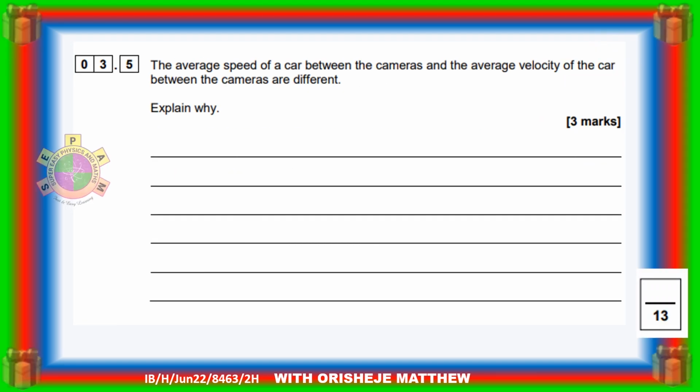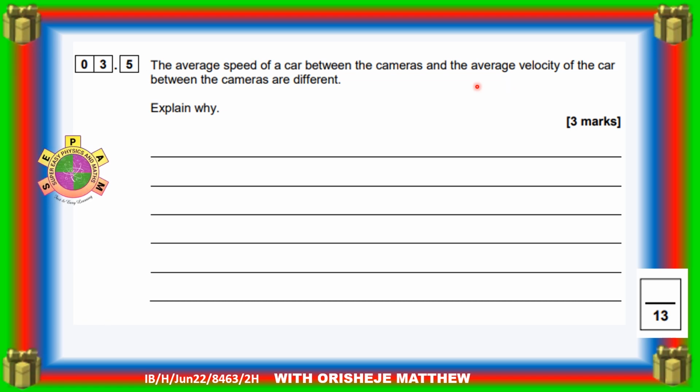So the average speed of a car between the cameras and the average velocity of the car between the cameras are different. Explain why. Just by reason, speed is a scalar quantity, while velocity is a vector quantity. That is one difference. So the speed might be the same, but the velocity will be different because velocity, being a vector, has both direction and magnitude.